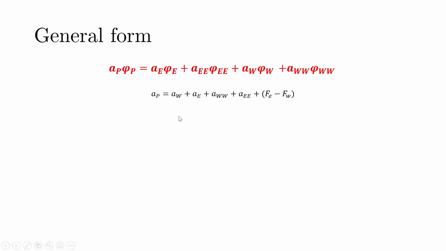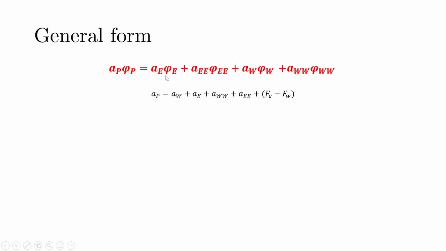So in the general setup, you see that there are 5 different points that we need to consider in order to write a quick scheme based solver. And here the coefficient AP again is the sum of all the neighboring coefficients plus the divergence of velocity, that is FE minus FW, which generally is 0 itself, but we are writing here for a general system.